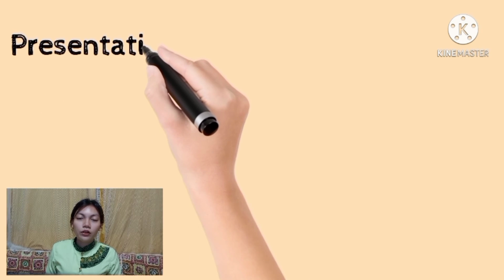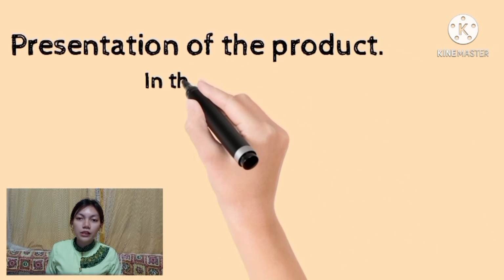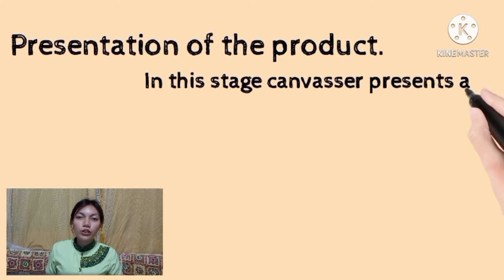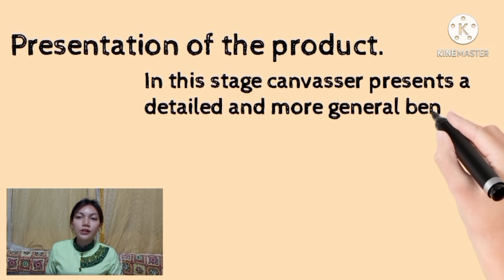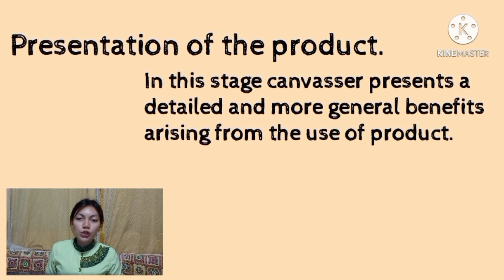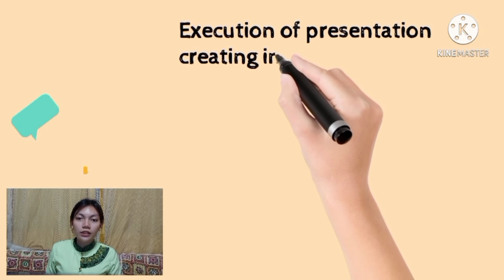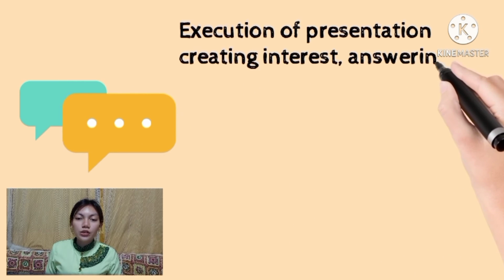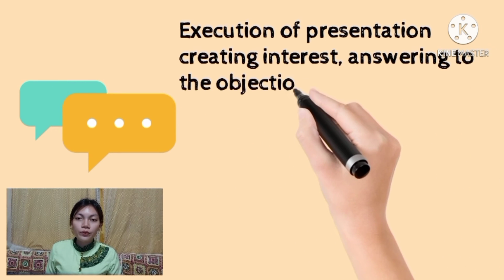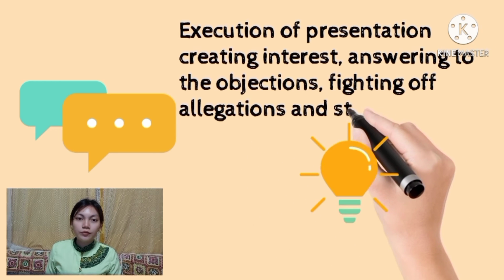Presentation of the product. In this stage, the canvasser presents the detailed and more general benefits arising from the use of the product. Execution of presentation creates interest, answers objections, fights allegations, and stimulates desire.